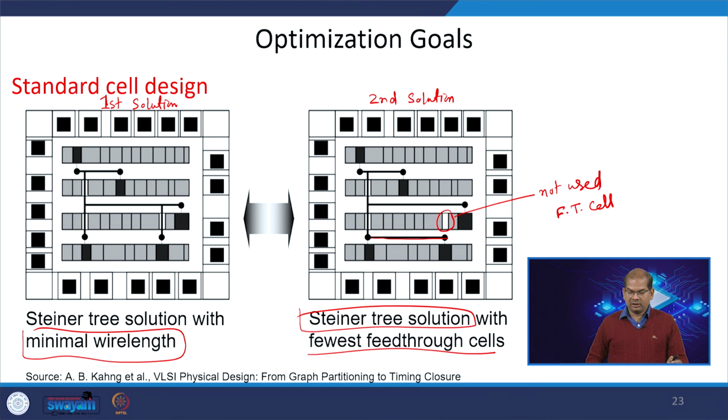So, there are two solutions to the same routing problem. We have multiple solutions to the same problem, and how things change depends upon our objective function and constraints. In the second solution, our target is to reduce the number of feed through cells. In the first solution, our target is to minimize the wire length.